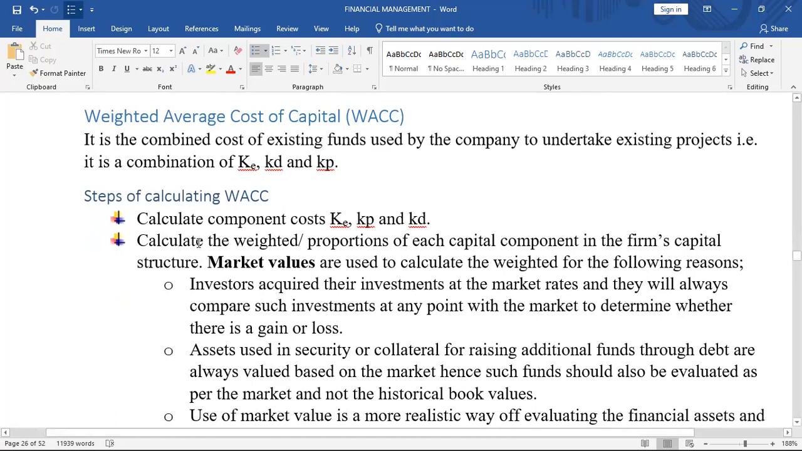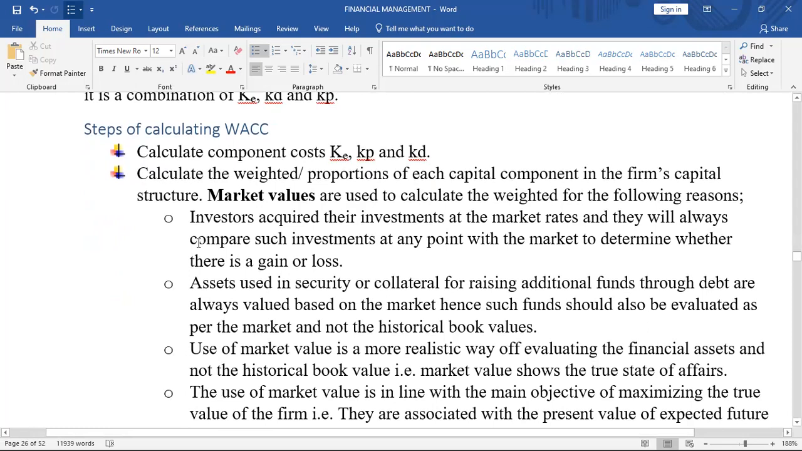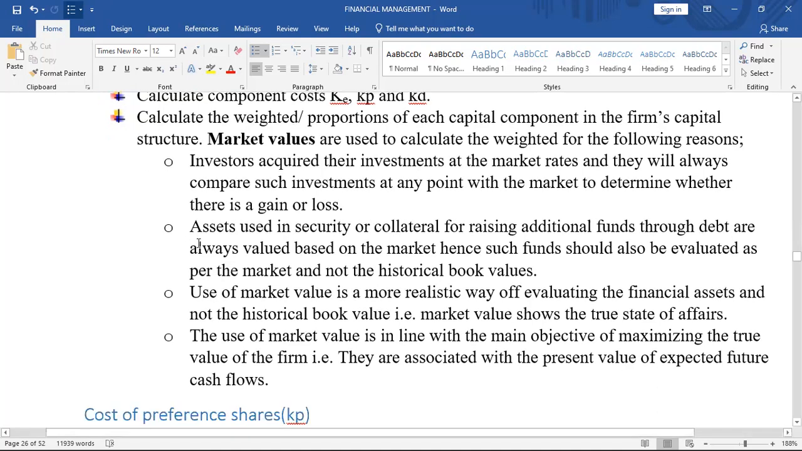So what are some of the steps in calculating WACC? One, calculate the component costs, which comprise the cost of equity, KP and KD. Number 2, calculate the weighted proportions of each capital component in the firm's capital structure. The market values are used to calculate the weights for the following reasons. One, investors acquire their investment at market prices, and they will always compare such investment at any point with the market to determine whether there is a gain or loss.